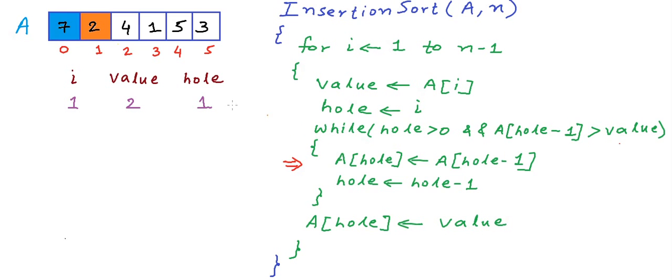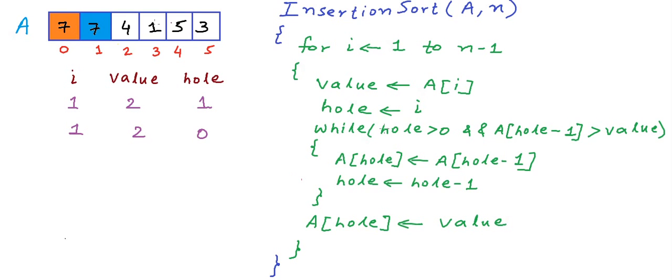I'll mark the hole with this color orange, and now we come here. We'll say the element at index hole should be the element at index hole minus 1. So 7 will now be written at index 1, and our imaginary hole will shift to index 0.